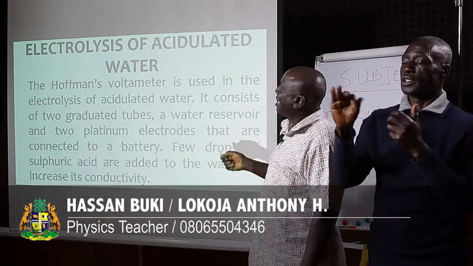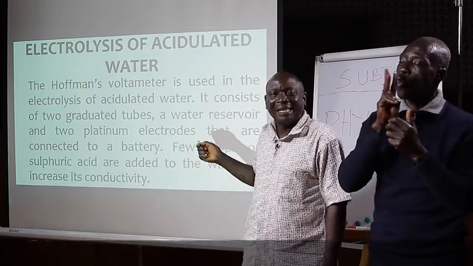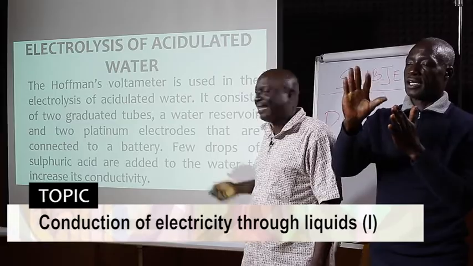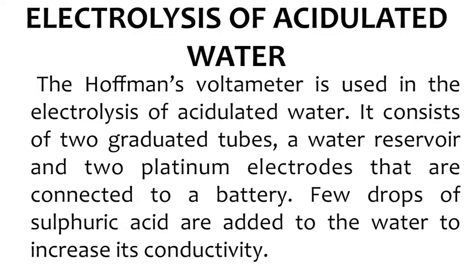Electrolysis of acidulated water, that is water that acid has been added into it. The Hofmann's voltameter is used in the electrolysis of acidulated water, and it consists of two graduated tubes, a water reservoir, and two platinum electrodes that are connected to a battery. Few drops of sulfuric acid are added to the water to increase its conductivity.